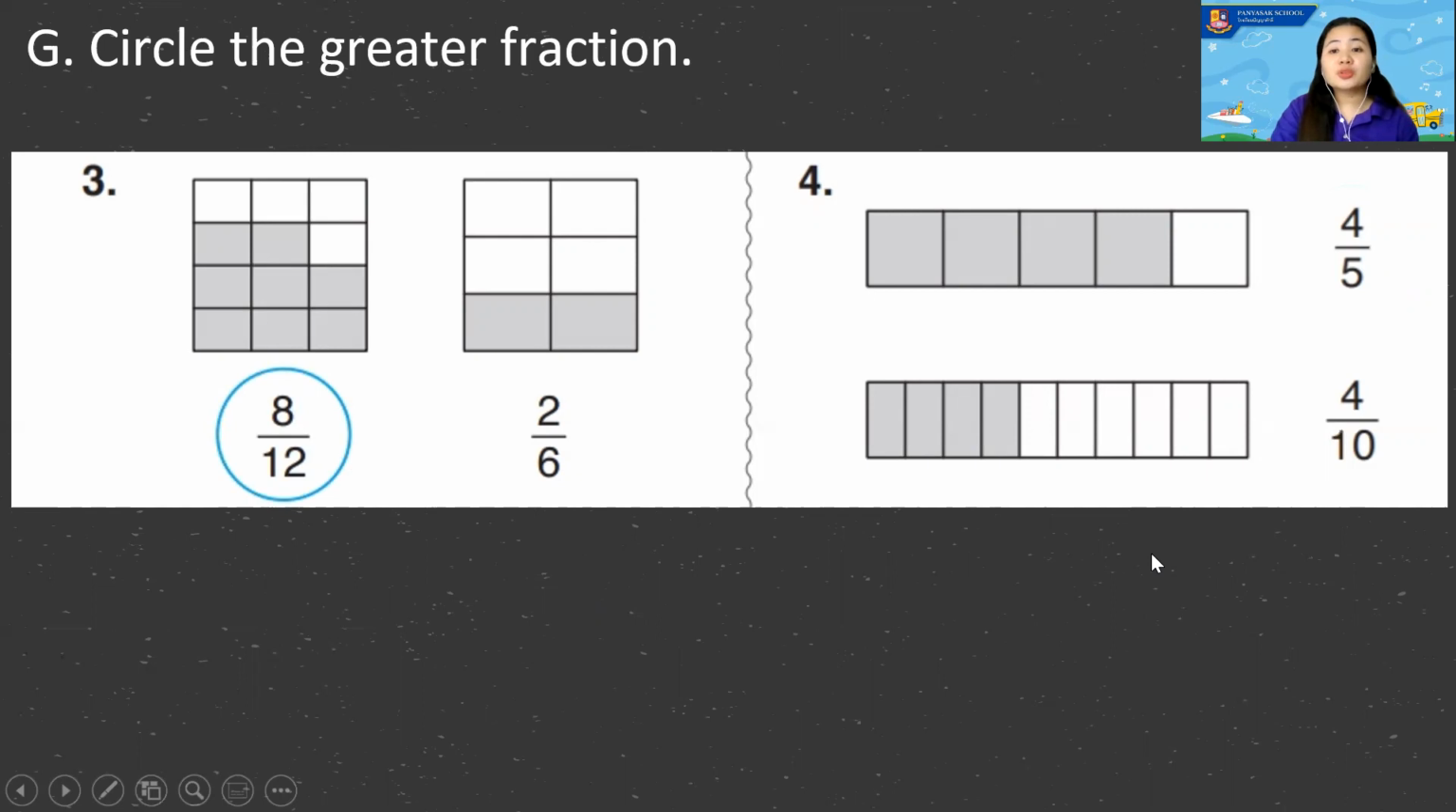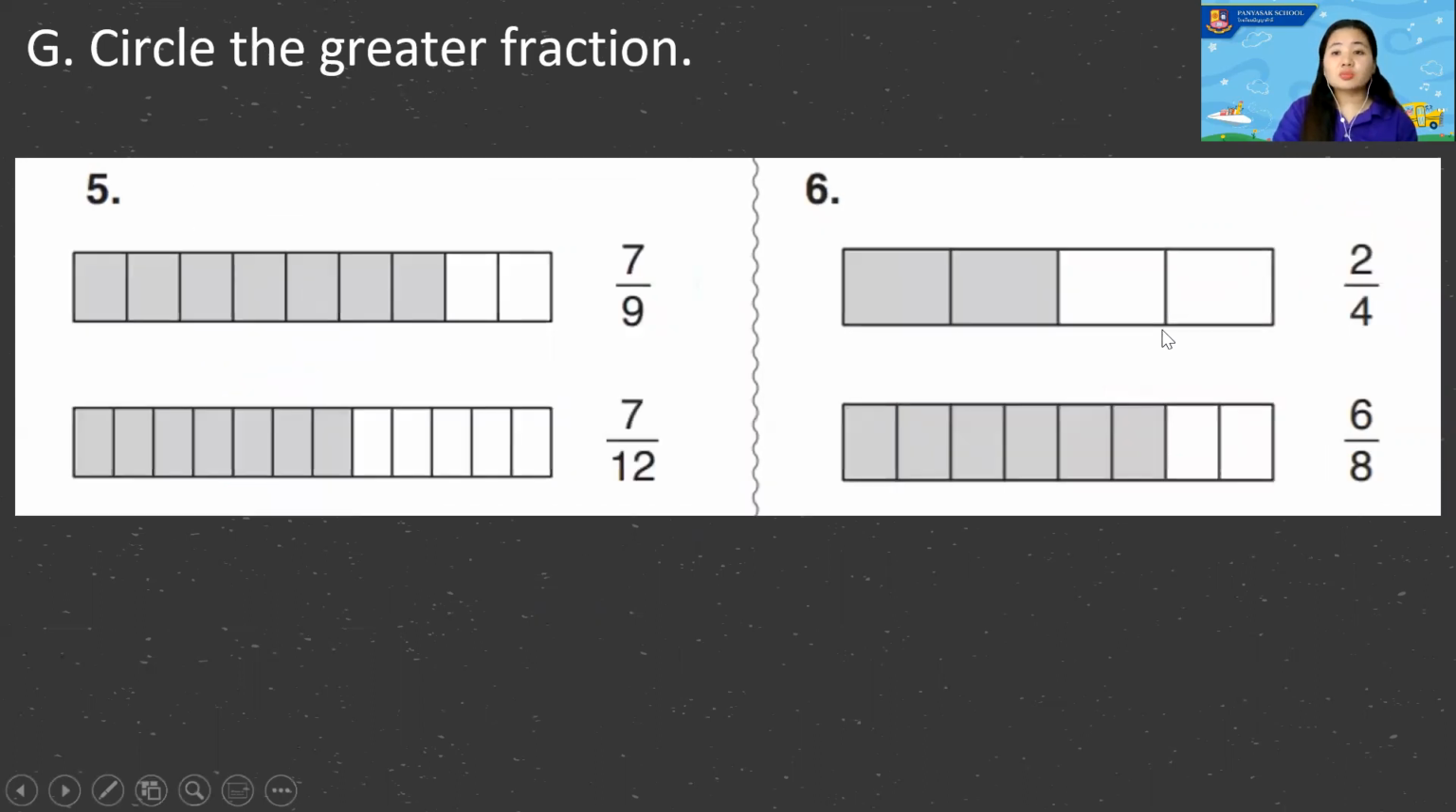Then how about number 4? We have 4/5 and 4/10. So which one is bigger? You can see that 4/5 is the greater fraction. How about number 5? We have 7/9 and we have 7/12.